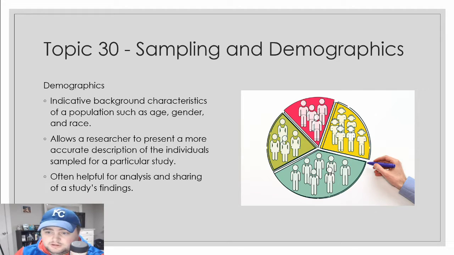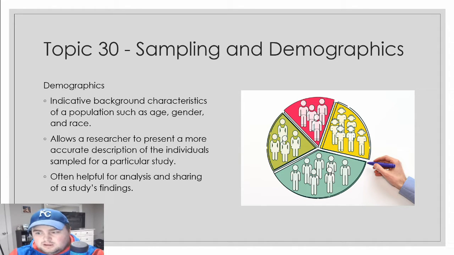Next up, we've got topic 30, which deals with sampling and demographics. One of the key points in this chapter is understanding demographics. These are background characteristics that serve as an identifier for a group, or an identifier for an individual within a survey or a sample. These can be characteristics such as race, age, marital status, gender, and a lot of that stuff.